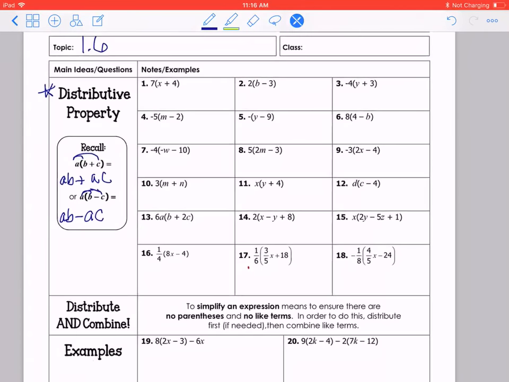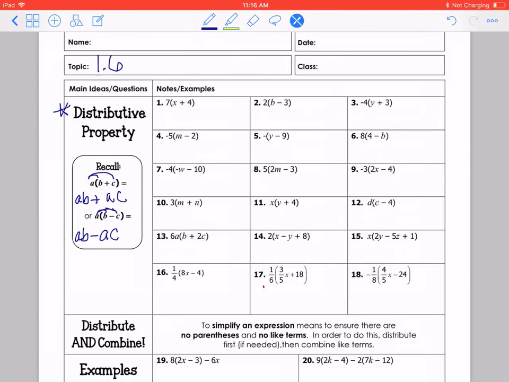Hello, Algebra 1. So for 1.6, we were talking about distributive property. Over on the left, it says, recall, if you have something on the outside of the parentheses like A times B gives you AB, and A times C is AC, and there's addition because there's addition in the parentheses. Or A times B is AB again, and then if it's a negative sign or subtraction next to the C, then it's going to be minus AC.